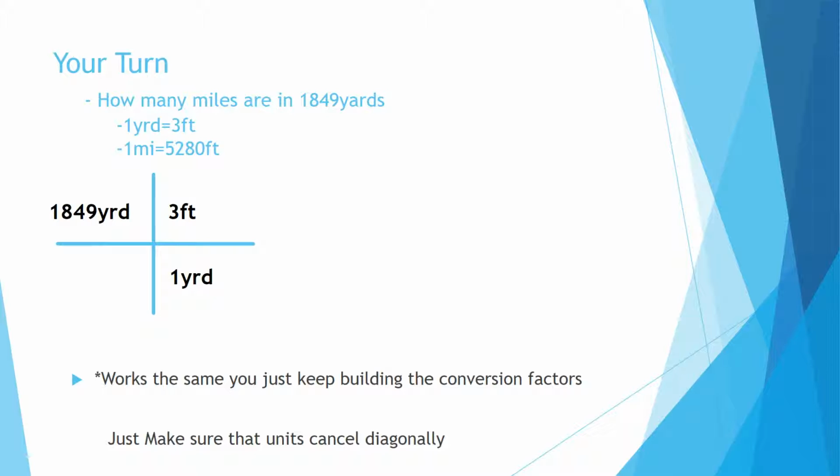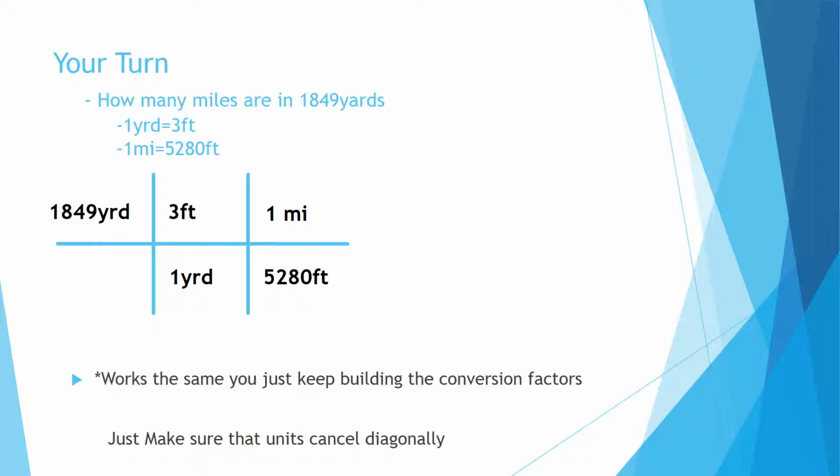Now I'm not done. I need to get to miles. So that's where my second conversion will come in. So I'm going to add another T, and I'm going to put in my next conversion factor. In this case, I'm going to put feet diagonally from the other, that 3 feet. I'm going to put 5,280 feet diagonally from it.